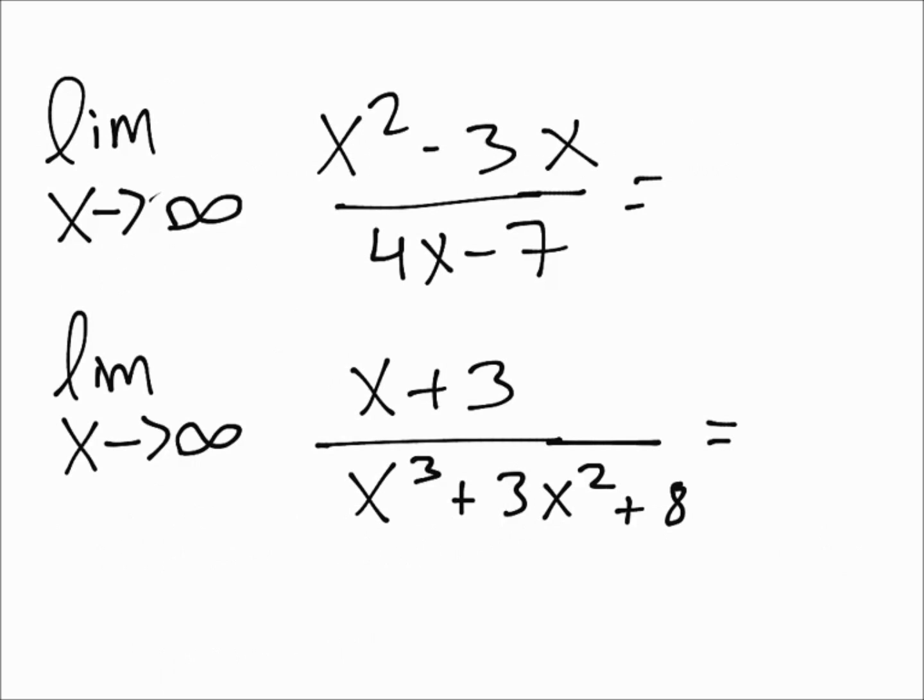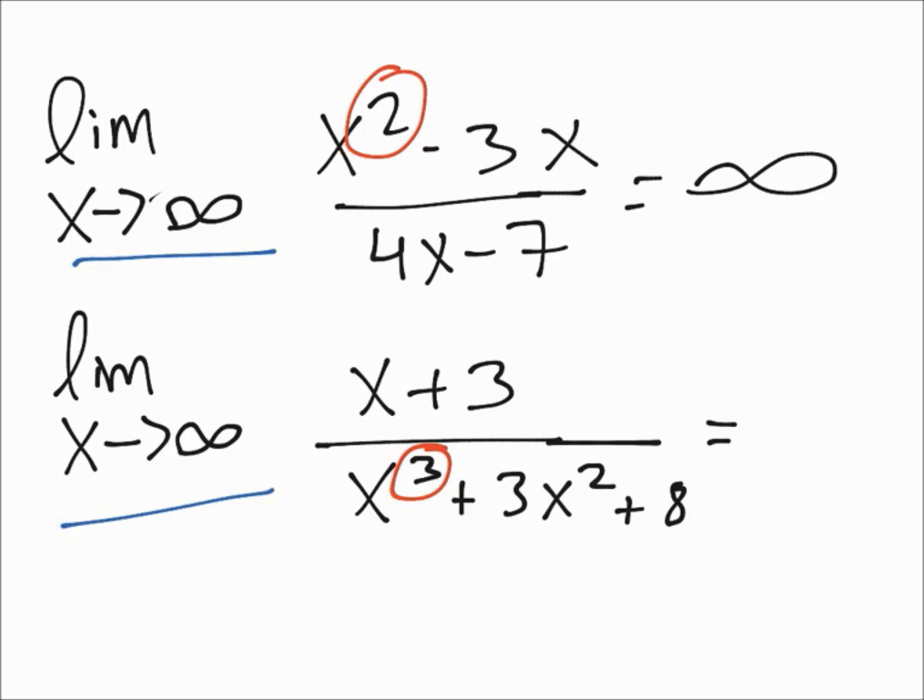So here we have two problems. Remember the three possibilities: when the highest power is on top, when the highest power is on the bottom, or when they're the same. In this case, our highest power is this 2 right here, and it's on top. It's a limit to infinity too, so this will mean it is equal to infinity. In this case, our highest power is the 3, the cube, and it's on the bottom. It's also a limit to infinity, so it will be 0.